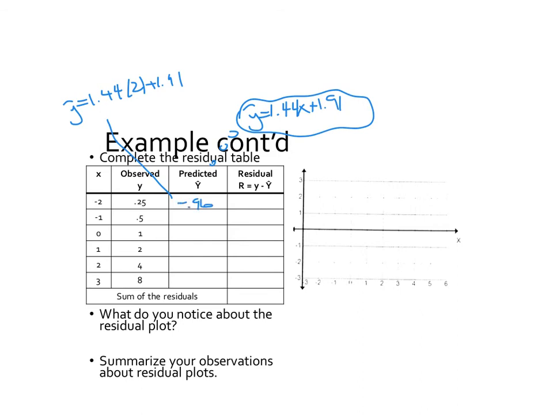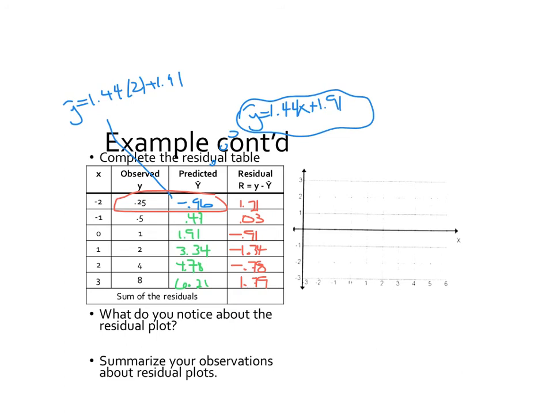Take a minute or two and fill in the rest of the predicted y values. And remember to find your residuals, you will take your observed values minus the predicted values. So in other words, you're going to subtract these two values. When you do so, you should get 1.21. Take a minute and try to find the rest of the residuals. So hopefully you found the following residual values.